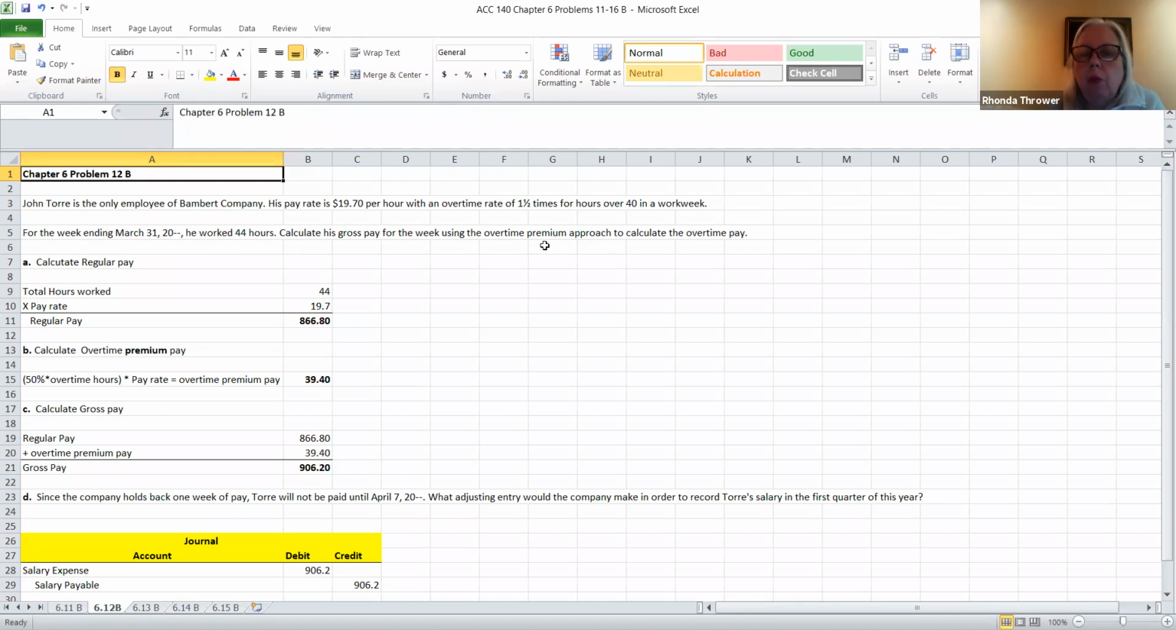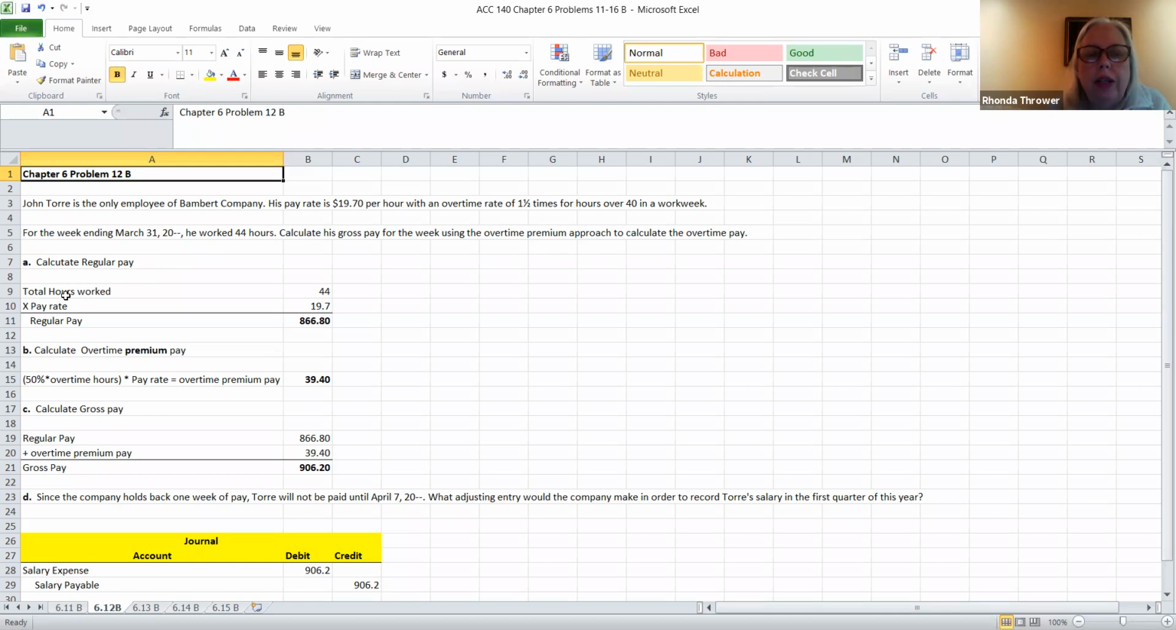The overtime premium approach was discussed in chapter 2, so you should know how to do this. This comes from chapter 2, but this is a review, and I'm going to show you what they're asking you to do here. First of all, they want you to calculate the regular pay.